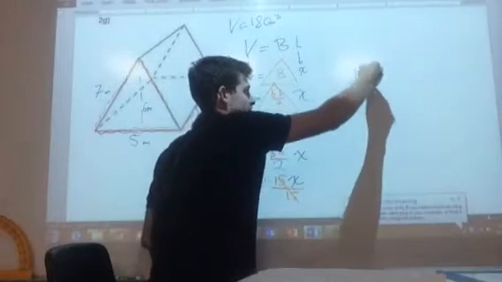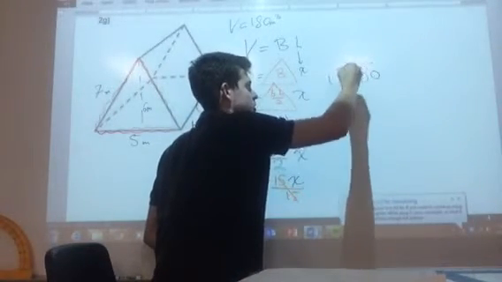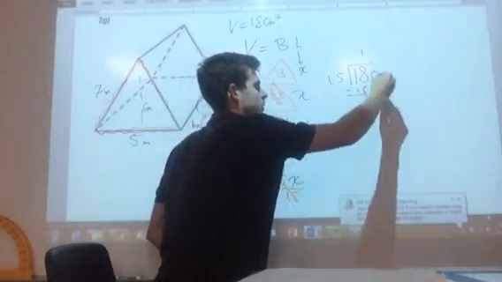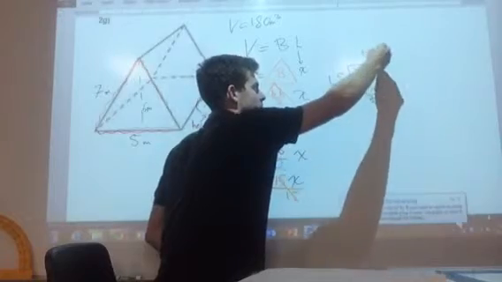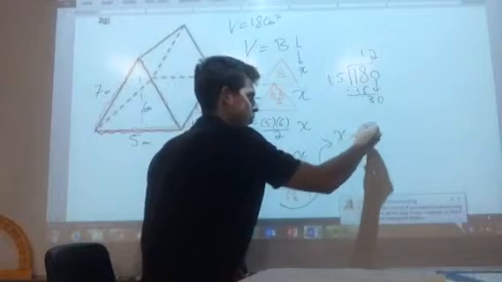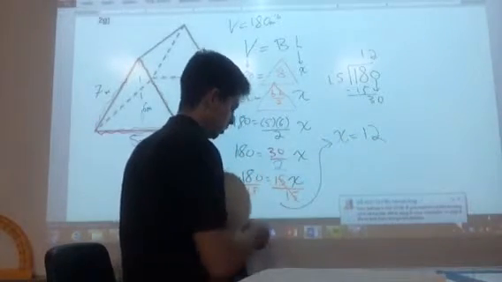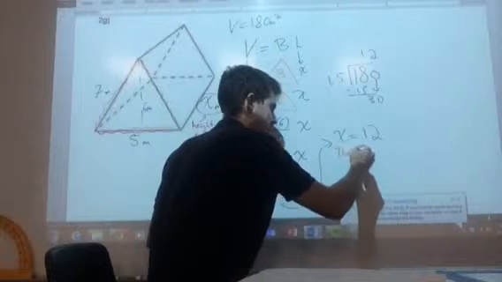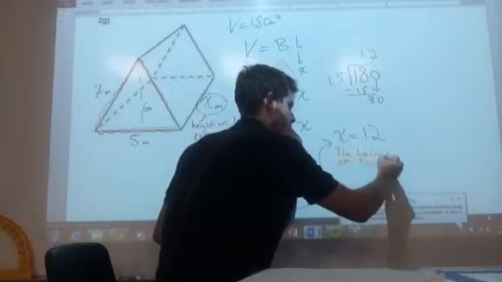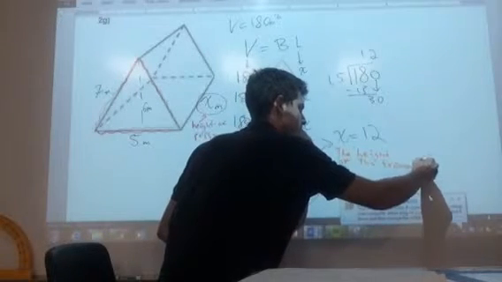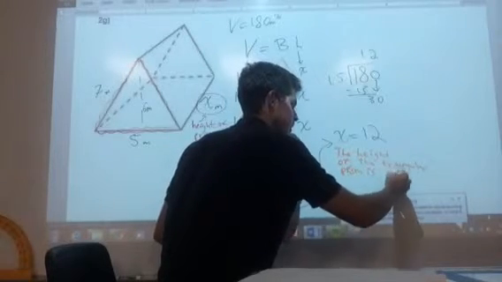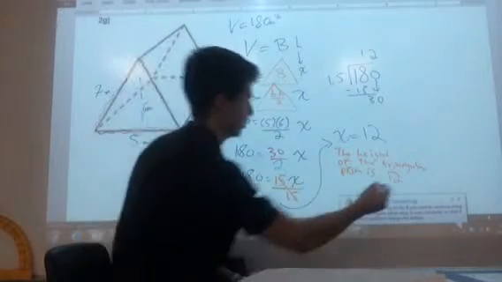Let's go ahead and divide 15 into 180. 15 goes into 18 one time. And 15 goes into 30 two times. So x is equal to 12. Or I can write the height of the triangular prism is 12 meters.